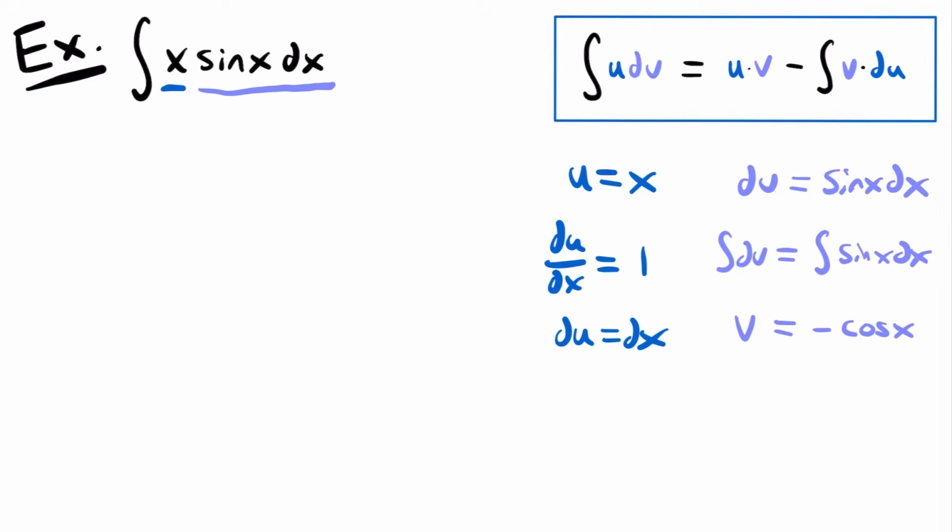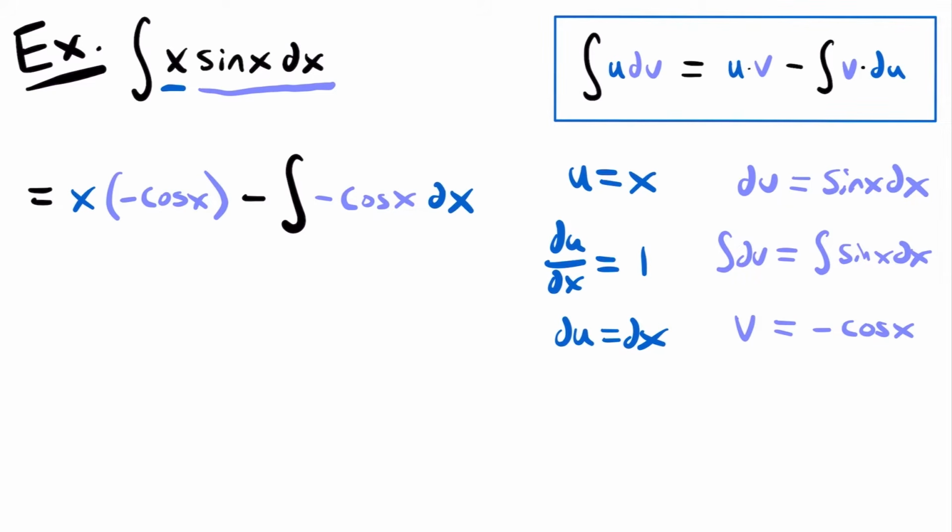Okay, and so now let's use everything we found to rewrite this integral in this form. So we will have that the integral of x times sine x dx is equal to u times v. So we have x, which is u, and negative cosine x, which is v. So we will have x times negative cosine x, and then we will subtract the integral of v, which is still negative cosine x. So we'll have negative cosine x times du, which is dx. And so we will write dx.